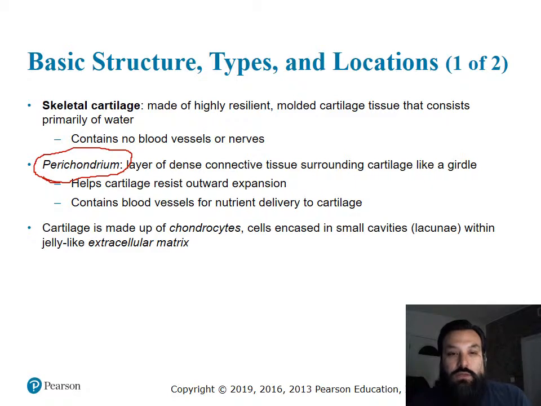Okay. Now the cartilage is made up of what we call chondrocytes, and these are cells, and I'll go ahead and use our highlighter here. Cells encased in a small cavity that we call lacunae. Okay, lacunae within this matrix. And so we use matrix again to describe this connective tissue. Cartilage is a connective tissue, in fact. And so we see the cell here, chondrocytes, encased in a lacunae, and these lacunae are actually found within this jelly-like matrix.